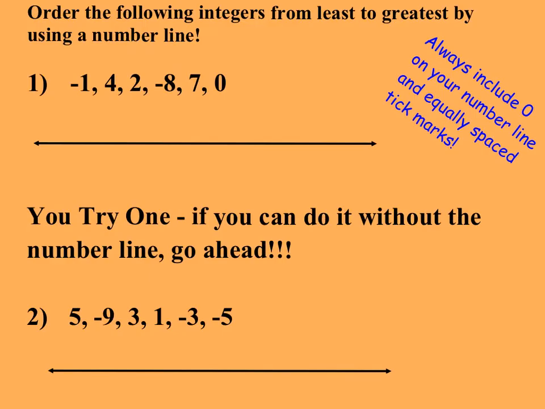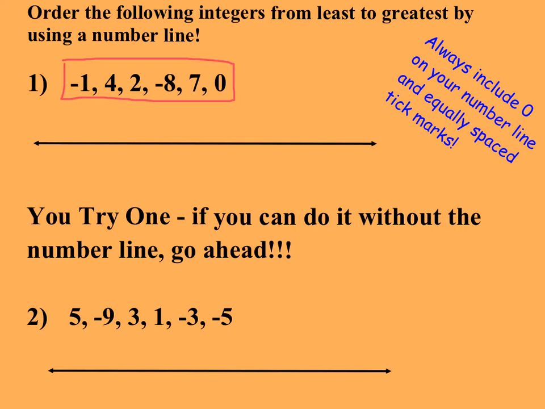Now, it says to order the following integers from least to greatest by using a number line. Some people don't have to use a number line in order to order integers. Maybe you can think of your mintegers and then place these numbers here in order from least to greatest. If you struggle with that, then one way to do it would be to draw a number line.